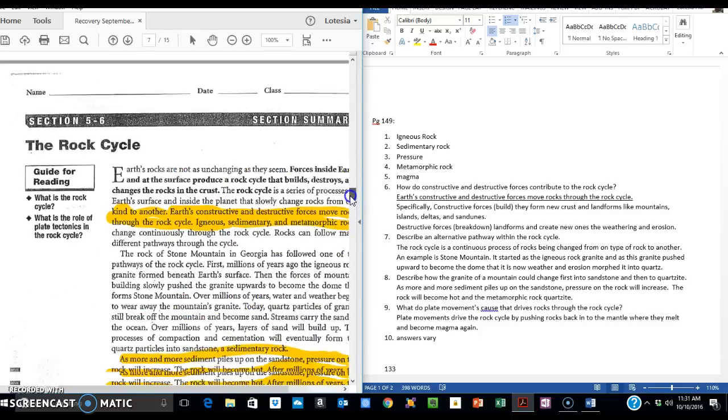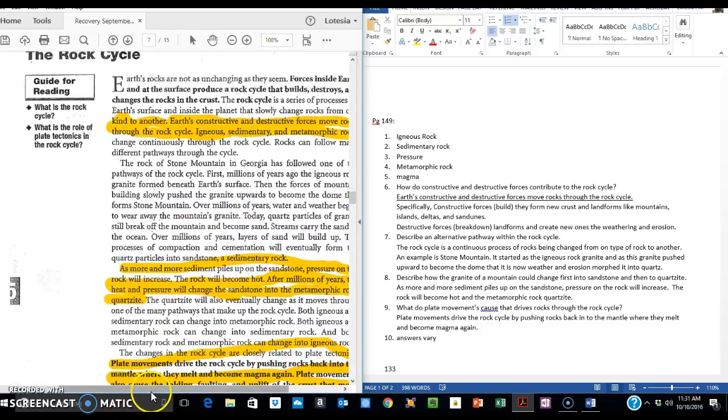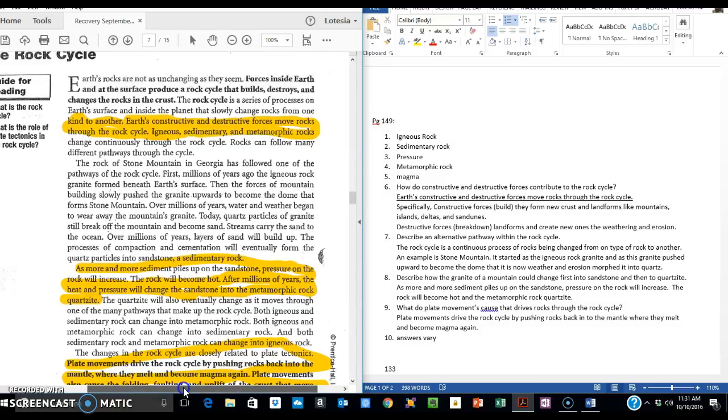If you go back to the previous page, I highlighted that Earth's constructive and destructive forces move rocks through the rock cycle. That would be the answer that you would have put, which is what I underlined. But what exactly are those? So I also provided you with a description of each.